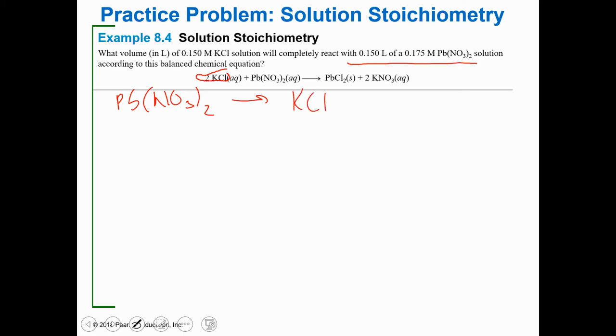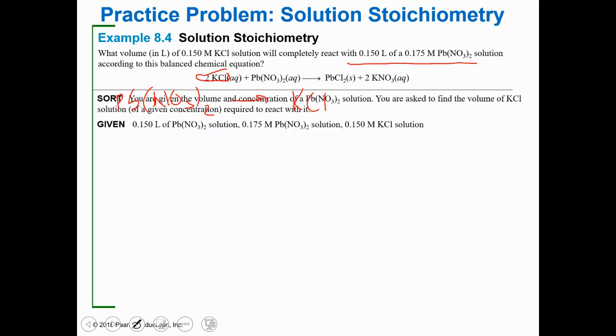If I'm going to switch my compounds, we have to be in moles, right? So the first thing I'm going to do is get to moles of lead nitrate. I'm going to do that using the molarity of lead nitrate and how much lead nitrate I have. So I can go to moles of lead nitrate, and then I can go to moles of potassium chloride. And then from there, I can go to liters of potassium chloride using the molarity of potassium chloride.